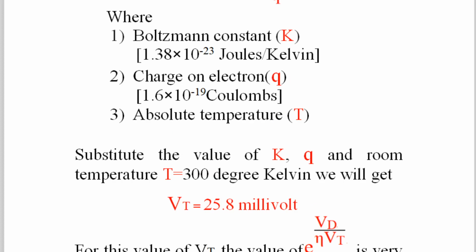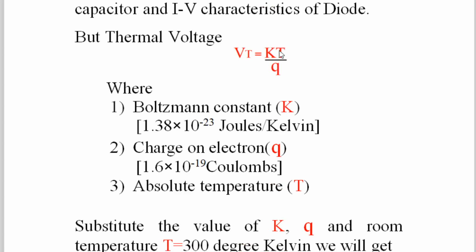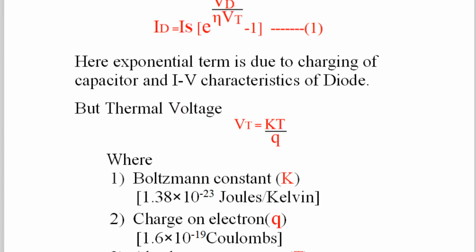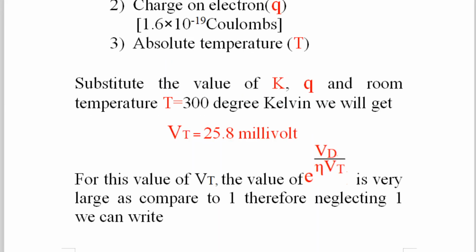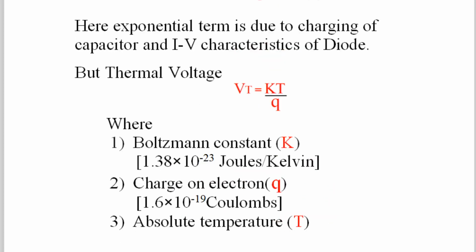So if you substitute the value of T as 27 degree centigrade or 300 degree Kelvin, here we have to substitute in degree Kelvin, because the constant K, Boltzmann's constant, is joule per Kelvin. Therefore, that Kelvin and this Kelvin will get cancelled. If you substitute the values of K, Q and T as 300 Kelvin, we get thermal voltage equal to 25.8 millivolt at room temperature.